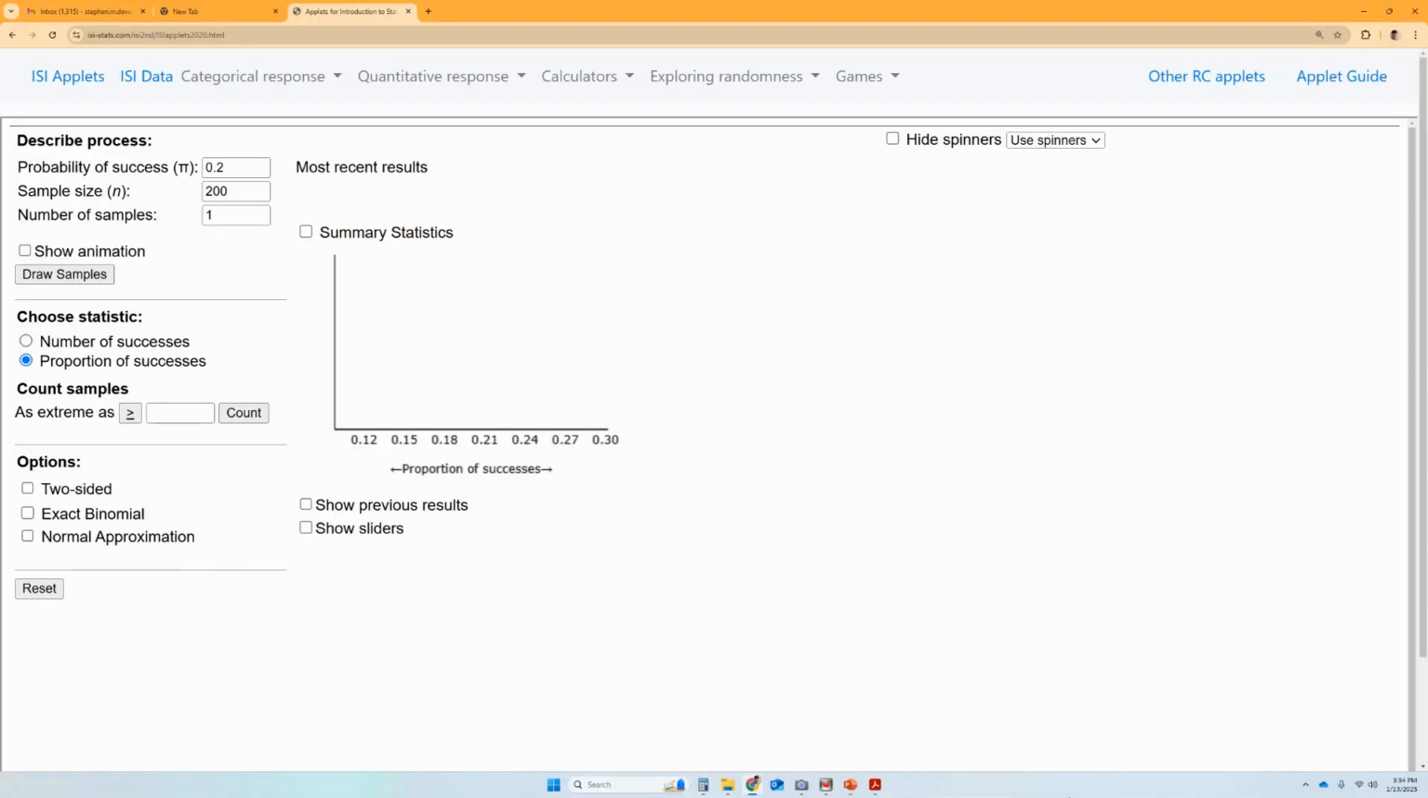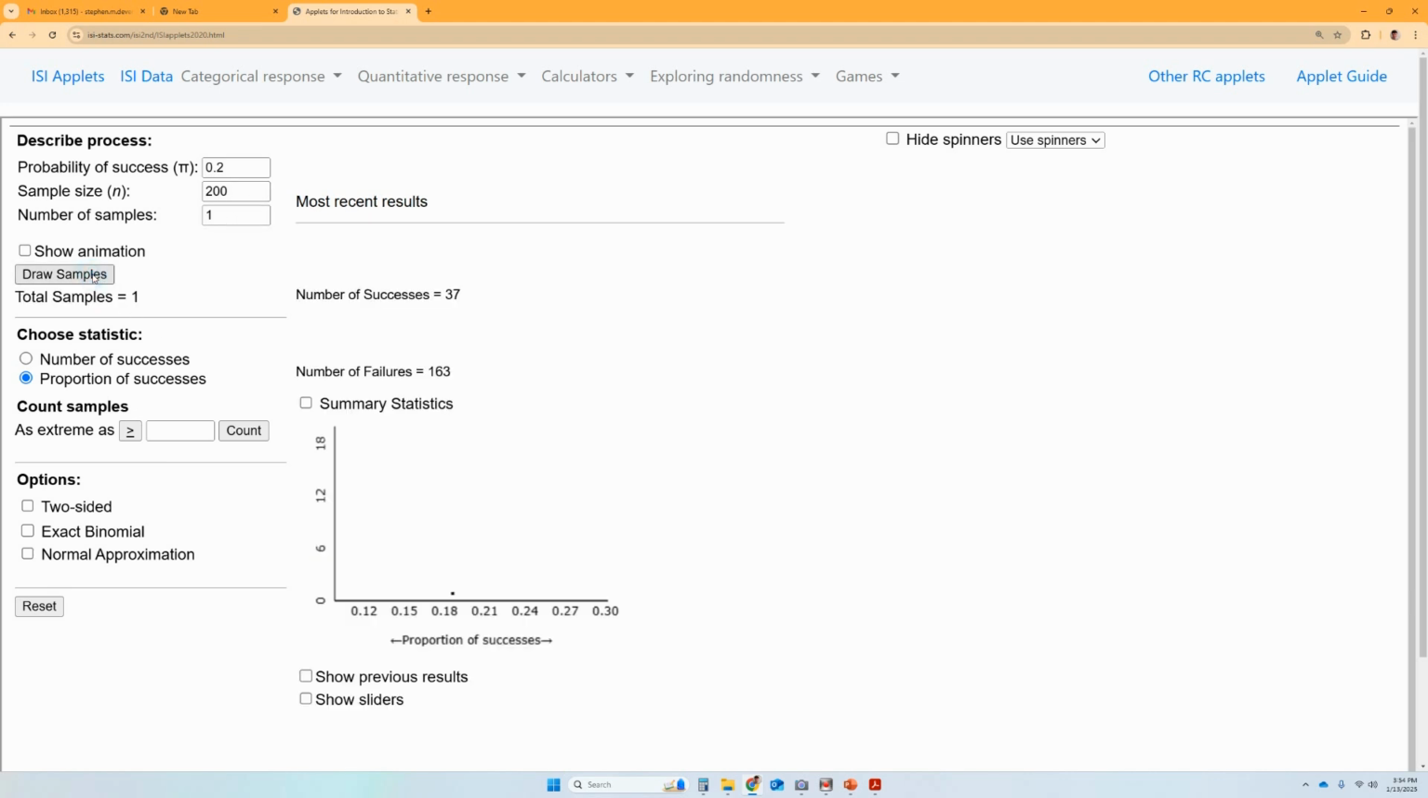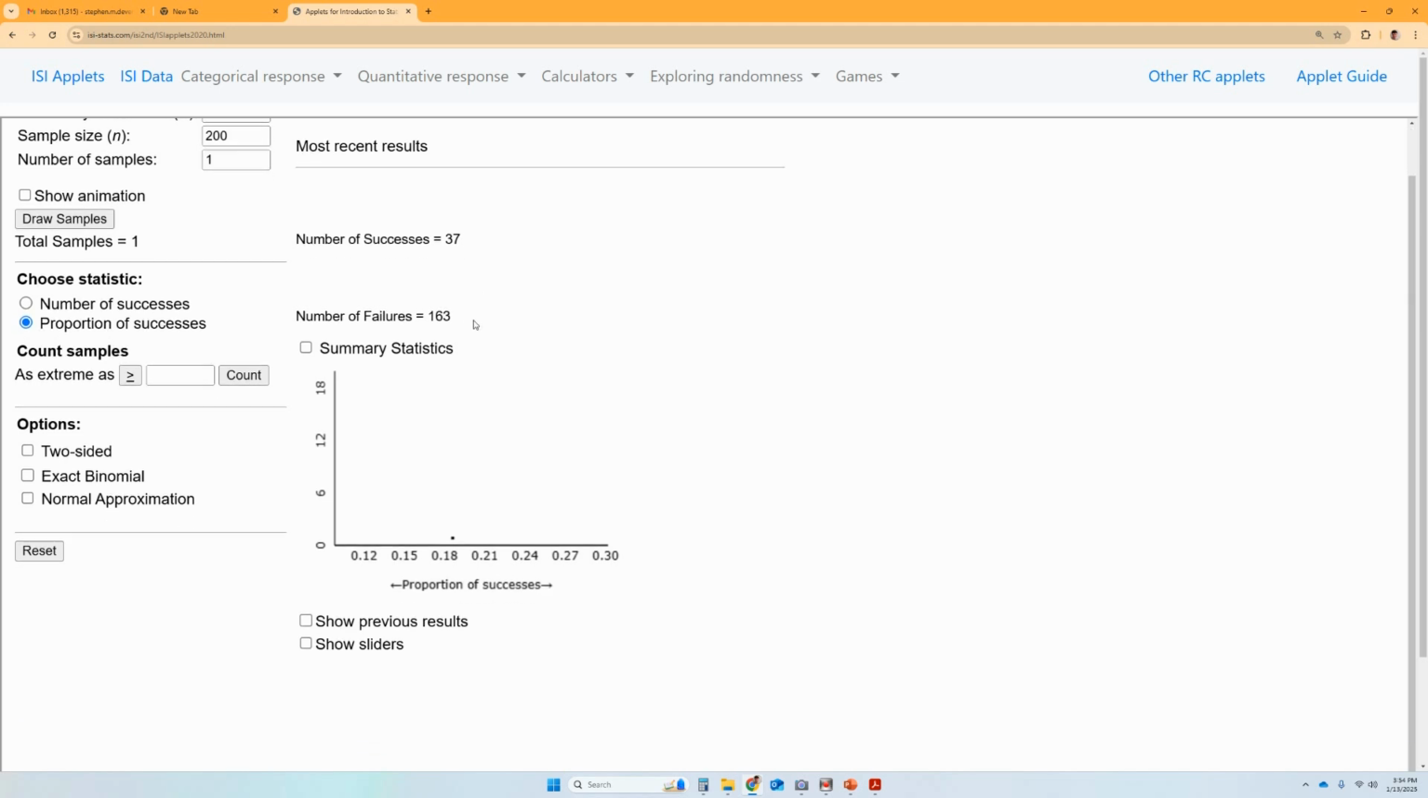Here's a little applet that I've used when I've taught an Intro to Statistics course that I really like. It lets you simulate this kind of thing. Here I've created a fictitious population where 20% can wiggle their ears. I'm going to take a sample of 200 people from that, just one time, and I'll see what I get. Let me draw some samples here. From this first one, when I drew 200 people from this population, 37 of them were able to wiggle their ears, and 163 could not.